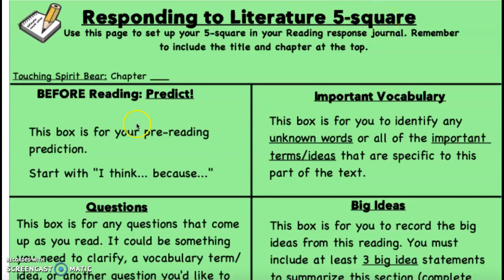What you'll want to do is write Touching Spirit Bear and the chapter that we are reading. We are going to begin with chapter 1. You will use this 5 square after we have completed reading each chapter.